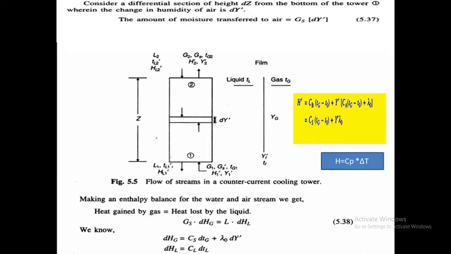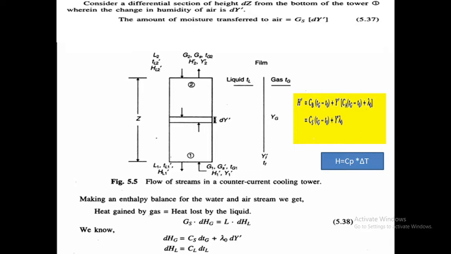Okay. So for our case, we need the change in enthalpy at gaseous condition and liquid condition. dHg is equal to Cs into dTg plus lambda into dy dash. This is for gases. Are you clear? Okay. Whereas for liquid, we are going to apply the enthalpy formula here. The general formula for enthalpy is Cp into delta T. So the blue color box on the right side indicates the general enthalpy equation.